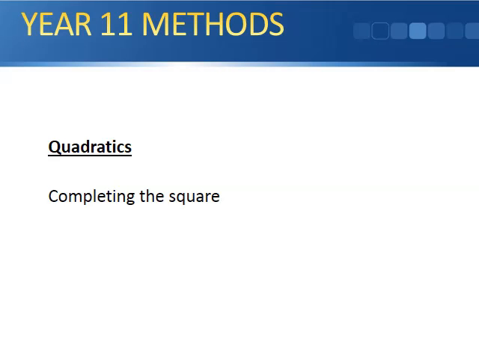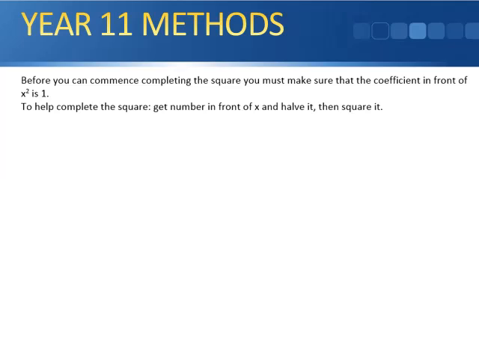Completing the square. Now, before we commence completing the square, the first thing we need to do is to make sure that the coefficient in front of that x squared is number 1. If it's not, then we need to factorize. It's very important, or else we're not going to get it right. Now, once it is number 1, we can complete the square.